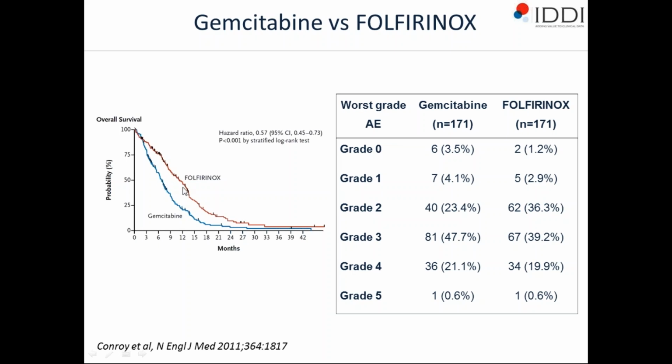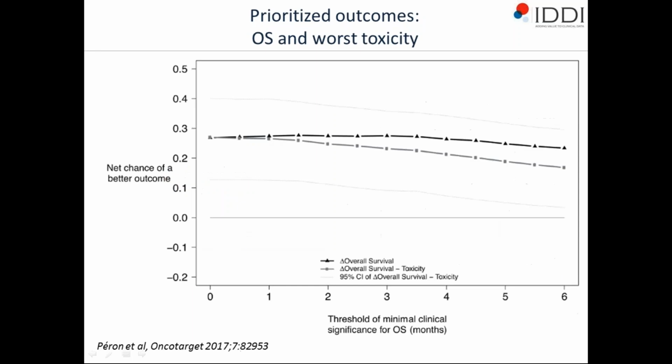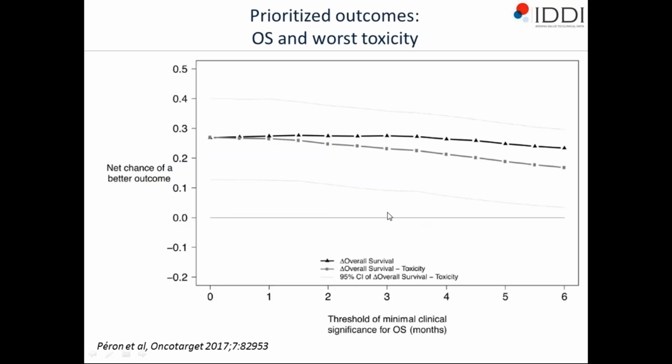As Everardo pointed out, the benefit of FOLFIRINOX was much greater in terms of survival. It was a 0.57 hazard ratio, but again, there was around a 9 to 10% difference in terms of grade 3, grade 4 toxicities here. But as you can see, the toxicities were not against FOLFIRINOX, they were actually in favor of FOLFIRINOX.